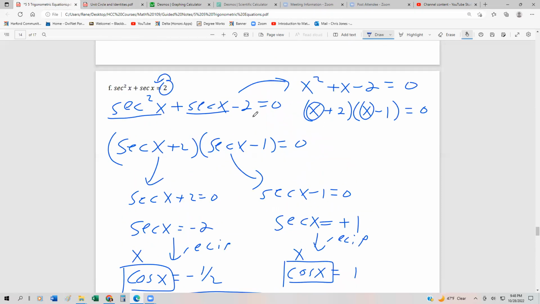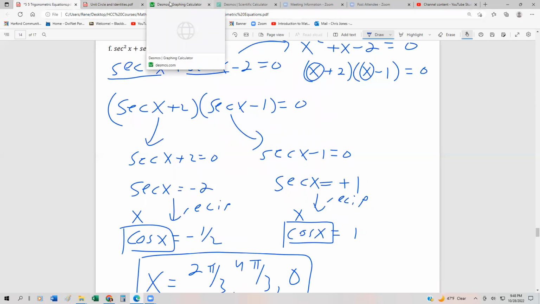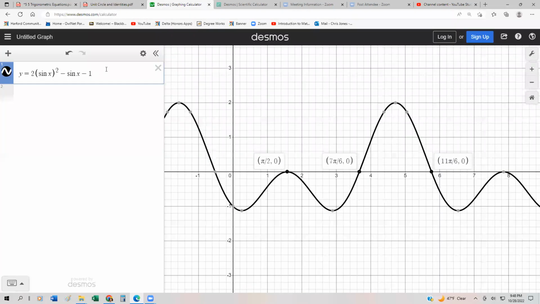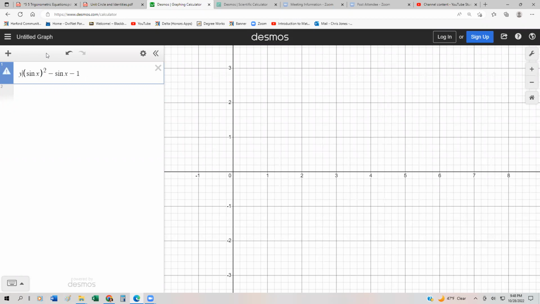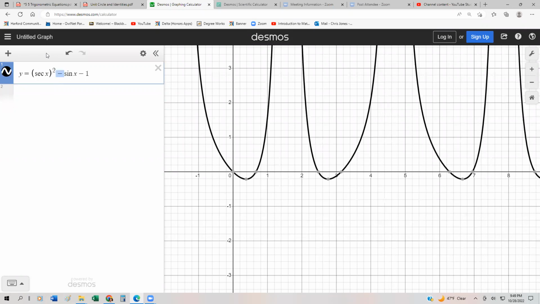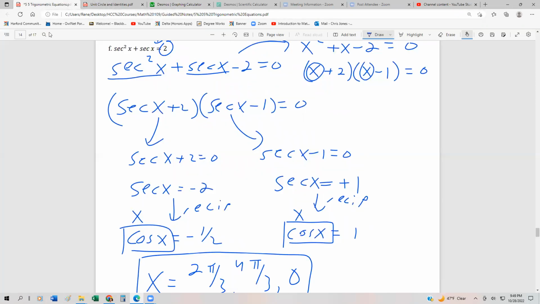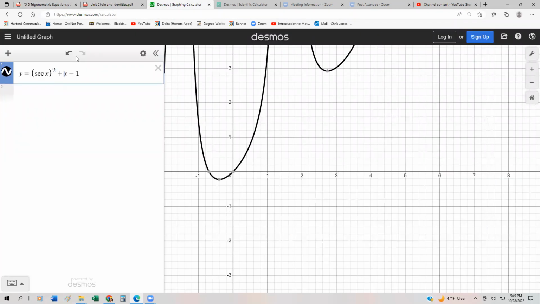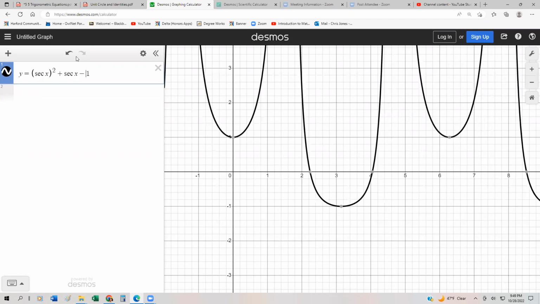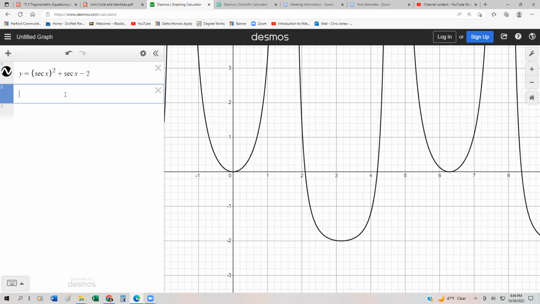So the last thing we're going to do is put this into our graph. We have our secant squared, so I'm just going to rewrite this as secant squared of x, plus secant of x, minus 2, and that was equal to 0.